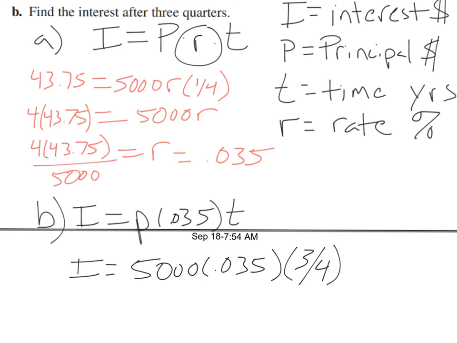Don't have to do any solving here because this formula is set up to get interest. So we just essentially have to plug some numbers in. And when it's all said and done, we got $131.25.